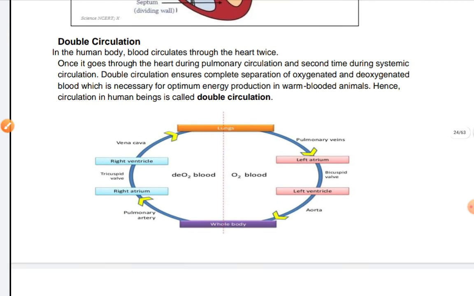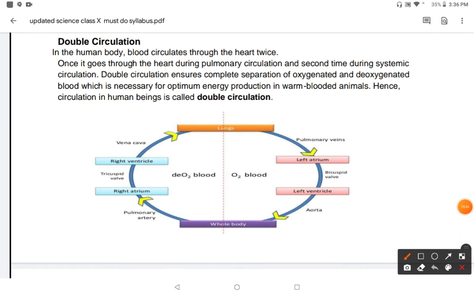So you can see how oxygenated and deoxygenated blood is carried. The oxygenated blood from the lungs goes through the pulmonary veins to the left atrium, then the bicuspid valve pushes it into the left ventricle, then the aorta carries it to the whole body, and from the whole body the vena cava carries it to the right atrium and then the right ventricle, and after that the pulmonary arteries carry it to the lungs for purification.